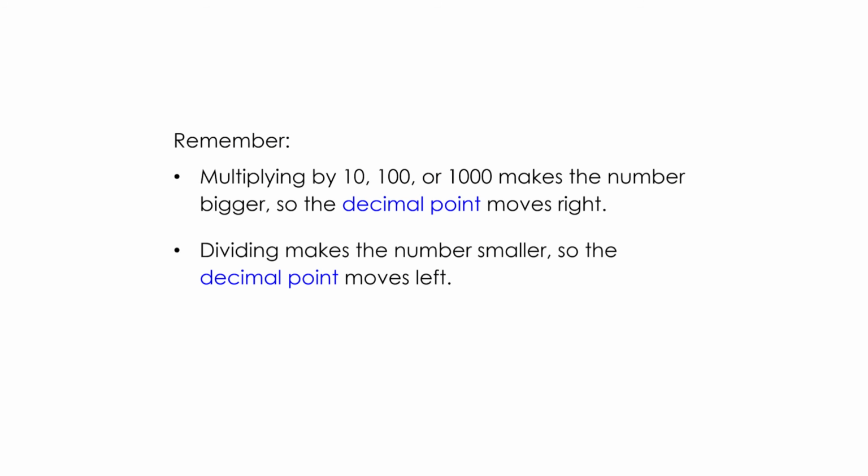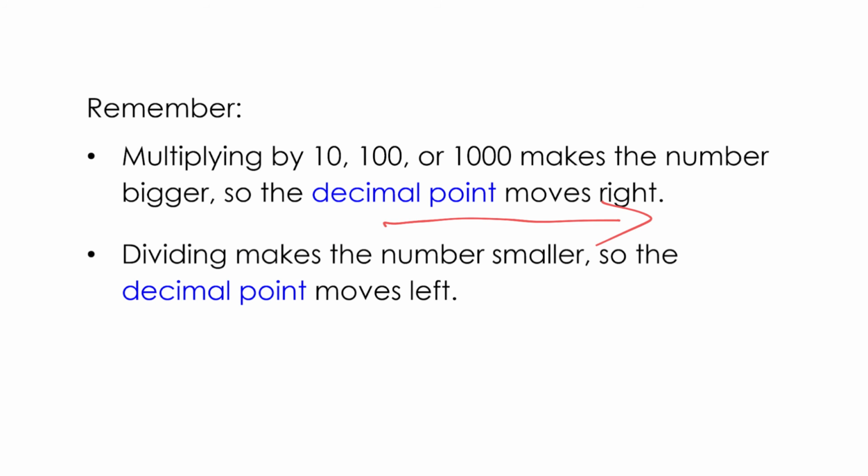Our last slide simply tells you multiplying by 10, 100, or 1,000 makes the number bigger, so the decimal moves to the right. Dividing makes the number smaller, so the decimal moves to the left.